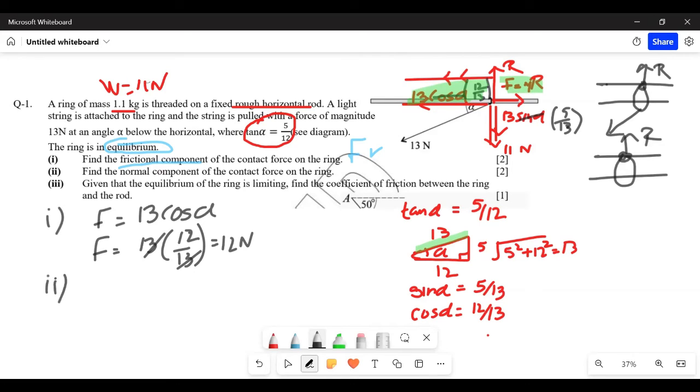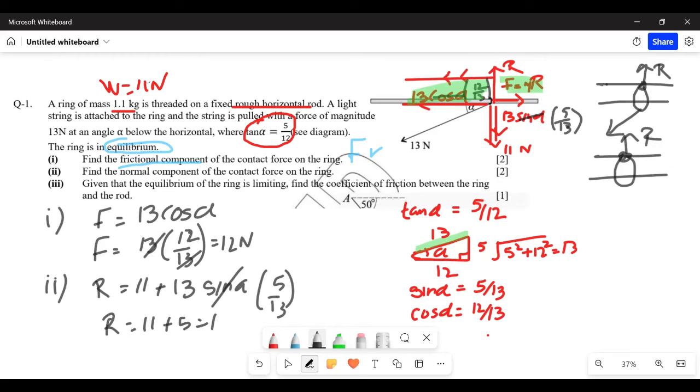Part 2 is find the normal component of the contact force. So that's the normal contact force, which is acting upwards, and the forces balancing are the 11 newton weight and that 13 sine alpha component of the tension. So R equals mg, the weight, plus 13 sine alpha. And we know that sine alpha is 5 by 13. So R is going to be 11 plus 5, which is 16 newtons.